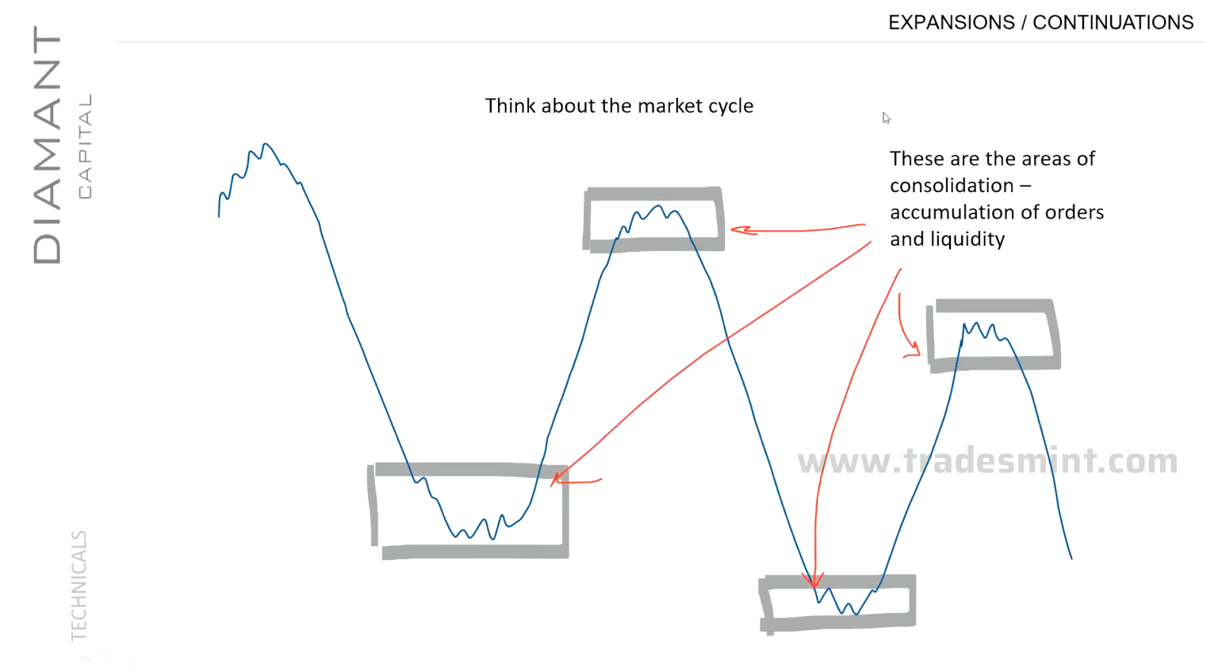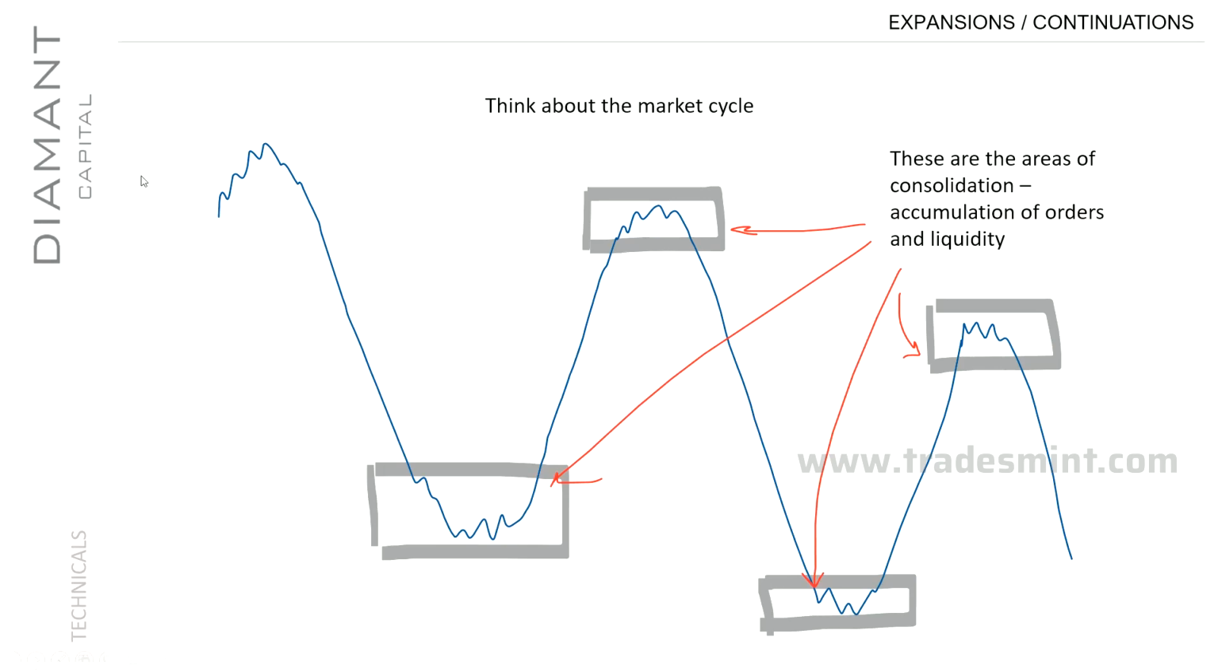So let's have a think about the market cycle. These are areas of consolidations. Now, what can we expect at consolidations? It's an accumulation of orders and liquidity. So you might get liquidity on both sides of the markets. Then as soon as you break out, you start to see that expansion and continuation trade.